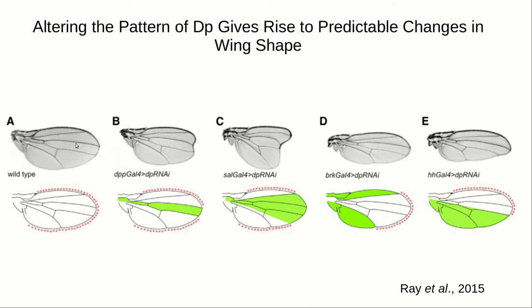If you repress Dumpy in specific patterns, you get predictable phenotypes. As you can see, if you repress it between veins 3 and 4, just in the middle, you get a little bit of invagination in the middle part of the wing. If you repress Dumpy in a wider area, then you get more invagination. If you repress Dumpy in the borders, you get a wing that is less tall. So these phenotypes are predictable.